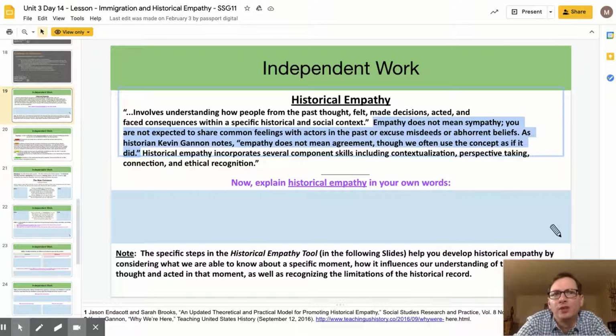Before moving on in this video, I would recommend you do the following. Pause it again and explain in your own words what you understand historical empathy to be, without looking too much at the given definition up here. And I would push you to go a bit farther and hypothesize why it might be an important skill for historians to have when they're trying to learn about the past.